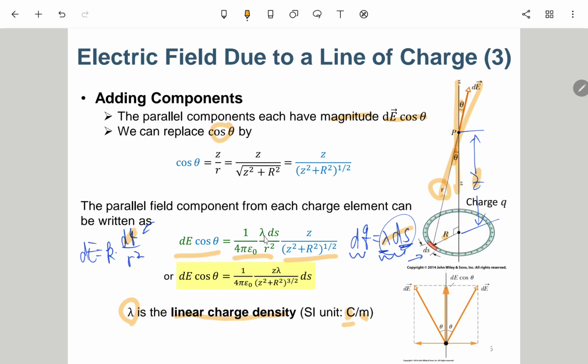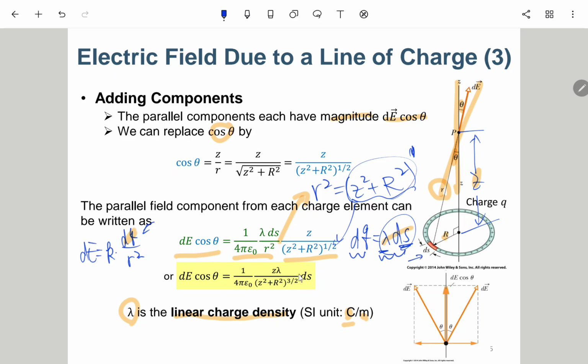So here actually k is 1 over 4 pi epsilon naught, and then we have dq to be lambda ds, and then we have r squared, and similarly r squared should be z squared plus capital R squared. Okay, and then this one combining with this one, this is first power, and this is a half power. So all together they become 3 over 2 power.